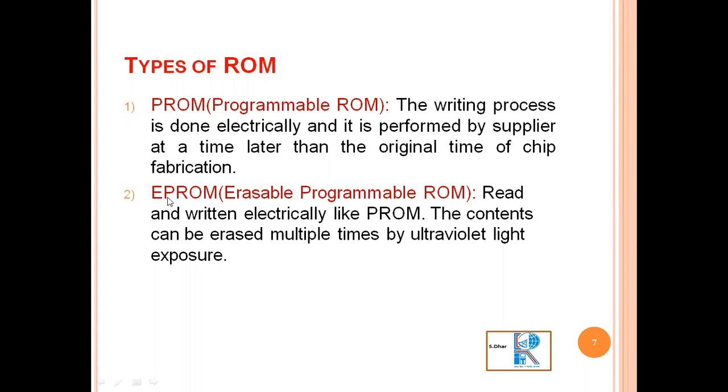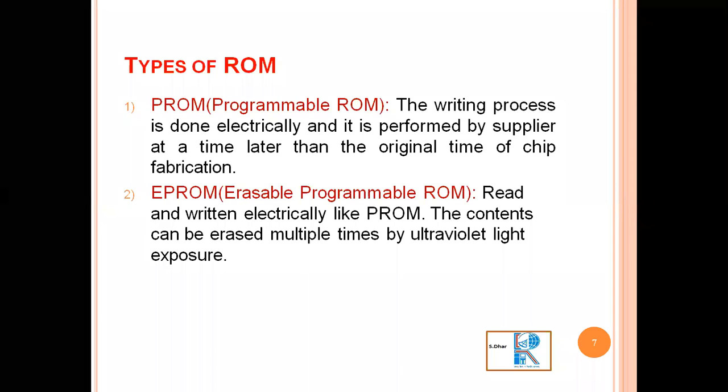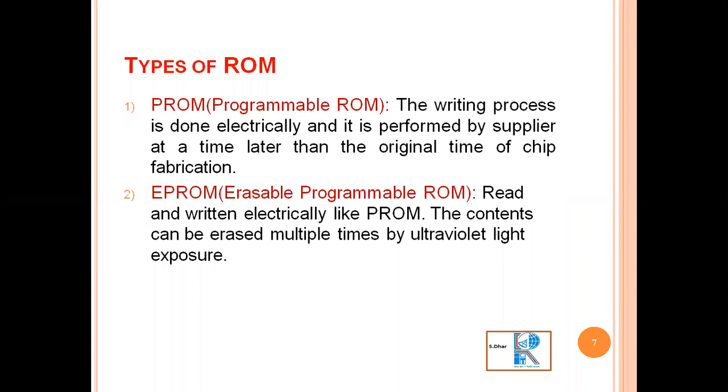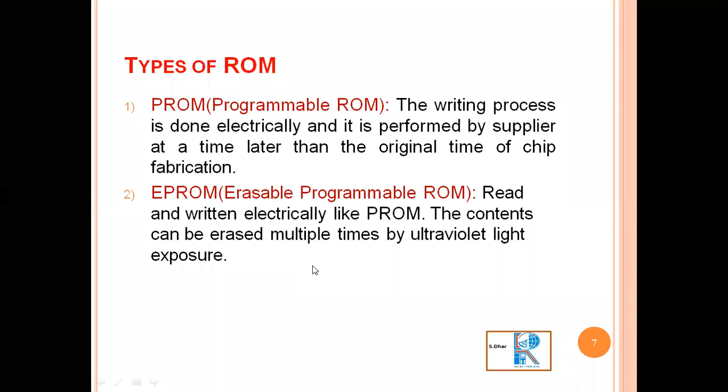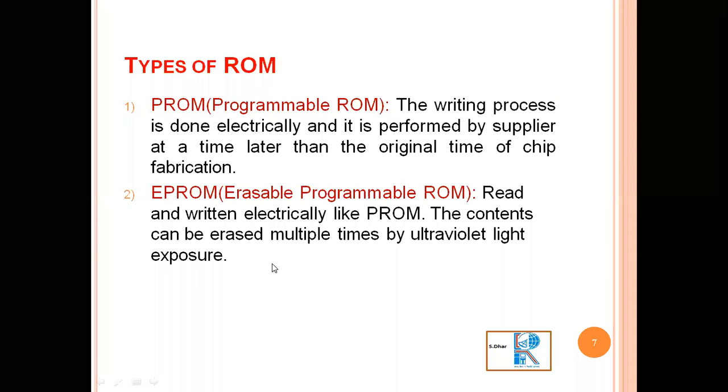Then number 2 is the EPROM, erasable programmable ROM. Here it is read and written electrically like the PROM, but the contents can be erased multiple times. Clear? Whatever the content, it can be erased, but erasing the content is not so easy. It has to be exposed to ultraviolet light, and in the ultraviolet light, all the contents of the EPROM would be deleted. This is also programmable, but it is erasable. Clear? Ultraviolet ray can erase the ROM.